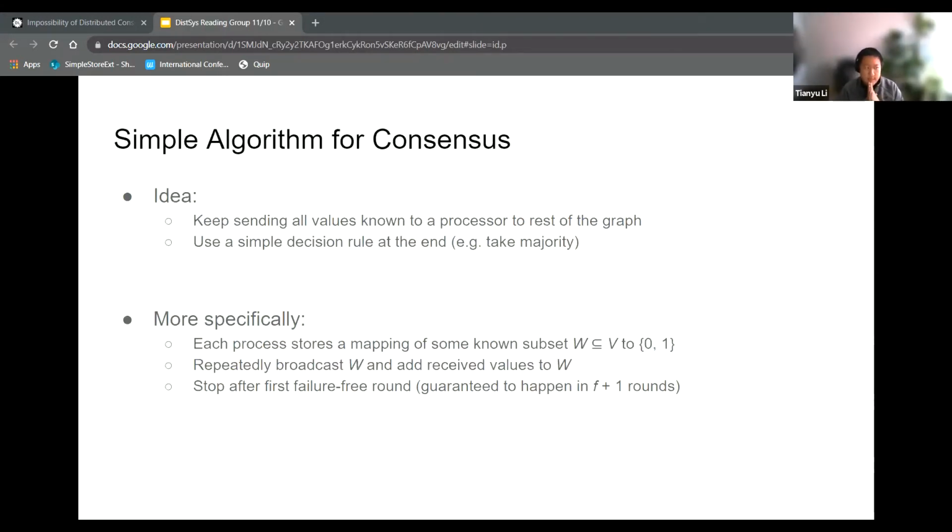The idea here is pretty simple, right? If you are a processor in this synchronous network model, what you do is basically you keep sending all the values in the cluster known to you to the rest of the graph.